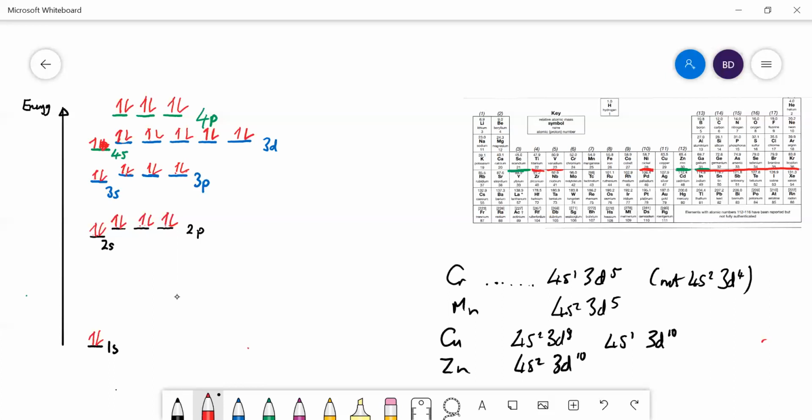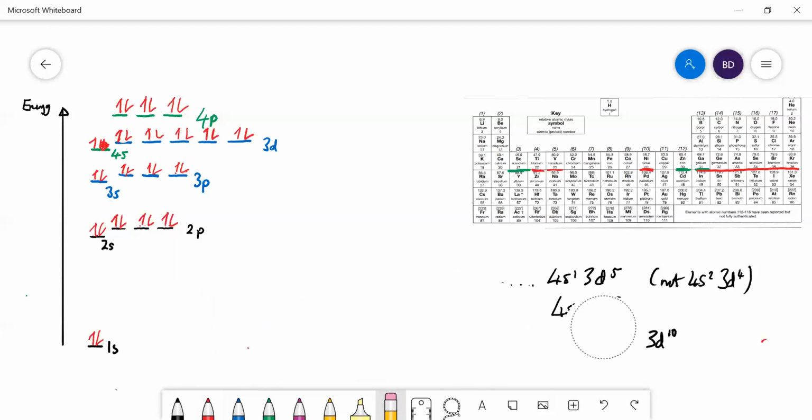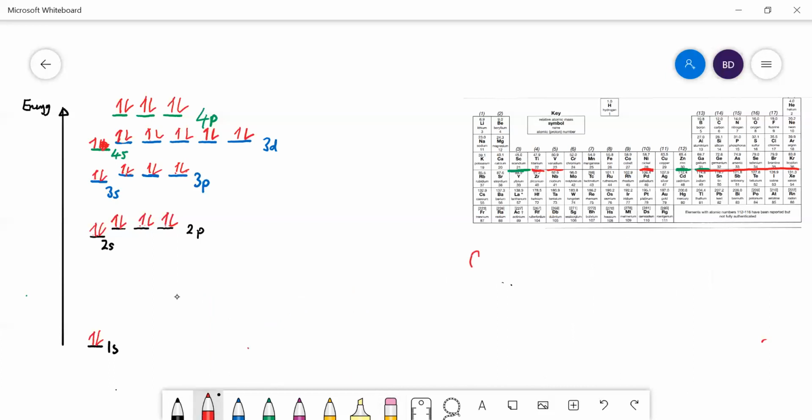Oh, just before we finish, what's the shape of the d orbitals? Well, the s orbitals we know are spherical, so 1s is small, then 2s is bigger, 3s, and 4s is going to be bigger still. The p orbitals, you have three of them, and they are at right angles to each other. One like that, and then one like that.